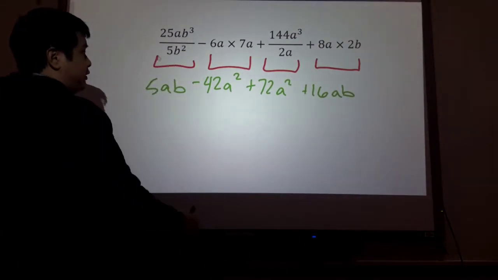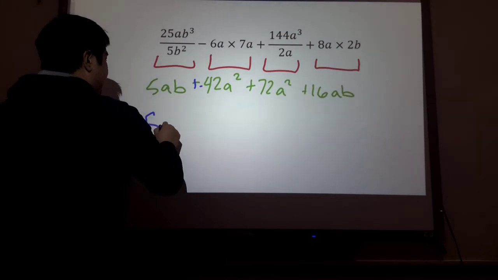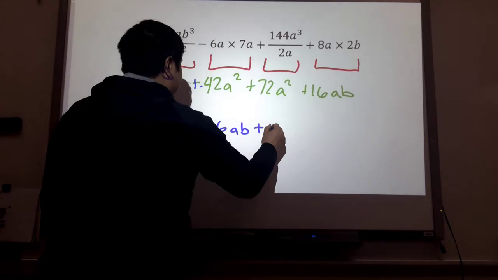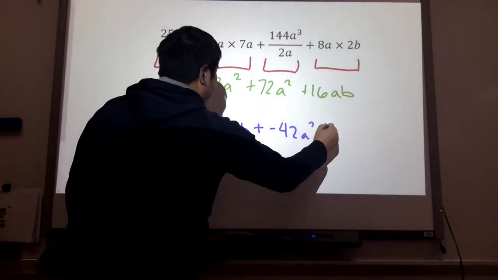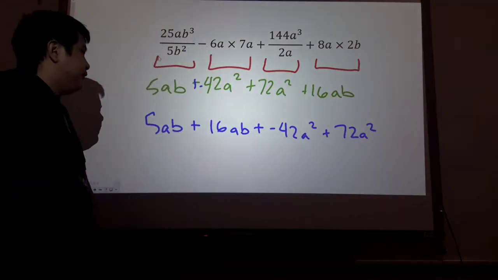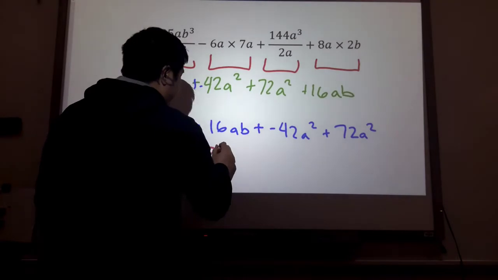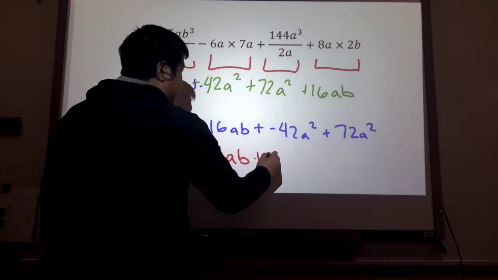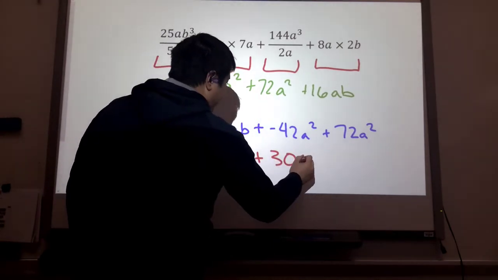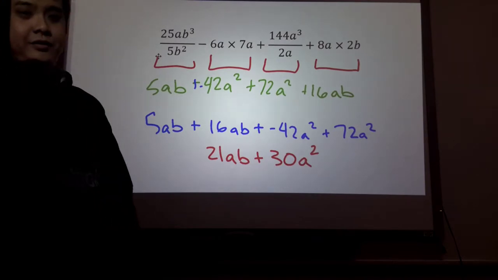We're going to change this into addition of the opposite and move like terms next to each other. We have 5ab plus 16ab plus negative 42a squared plus 72a squared. We combine like terms. 5 plus 16 is 21, so we have 21ab. Over here, negative 42 plus 72 is 30. And then we have 30a squared. And that is our simplified form.